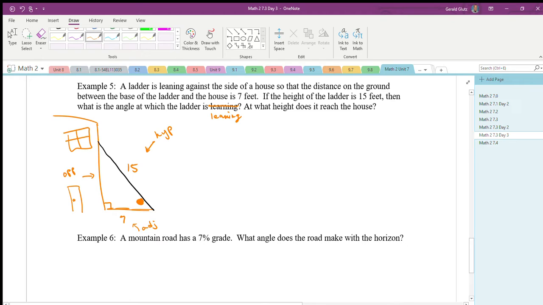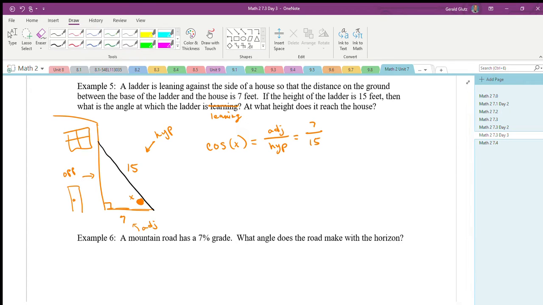So what trig function are we going to use? We know the adjacent and the hypotenuse, so A and H. So you've got to think SOHCAHTOA. C uses A and H, so cosine. I'm just going to call this angle x, so cosine of x equals the adjacent over the hypotenuse, that'd be 7 over 15.